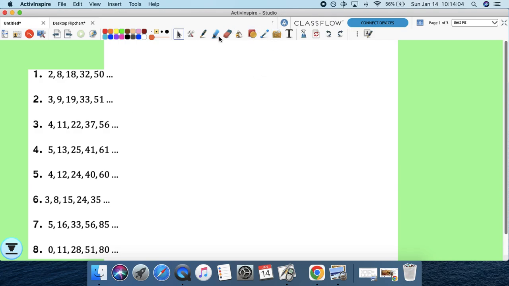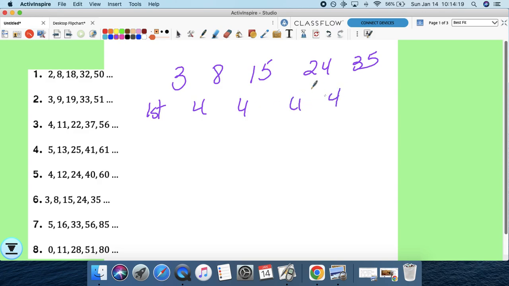All right, so notice again, pretty easy, right? Okay, let's figure this out. If you take the first difference and it was all 4, 4, 4, 4, then this would be a linear sequence, right? But I don't think it is. This is 5, this is 7, this is 9, this is 11.